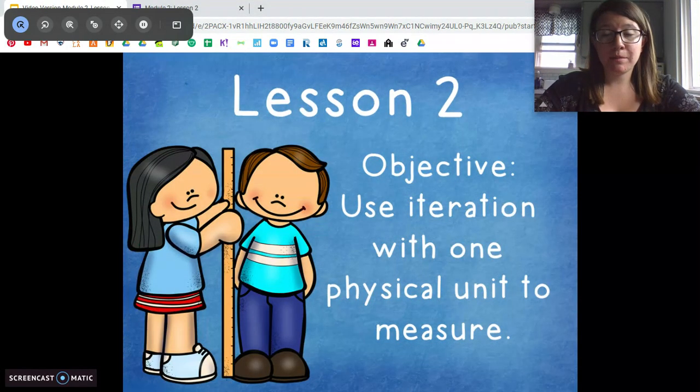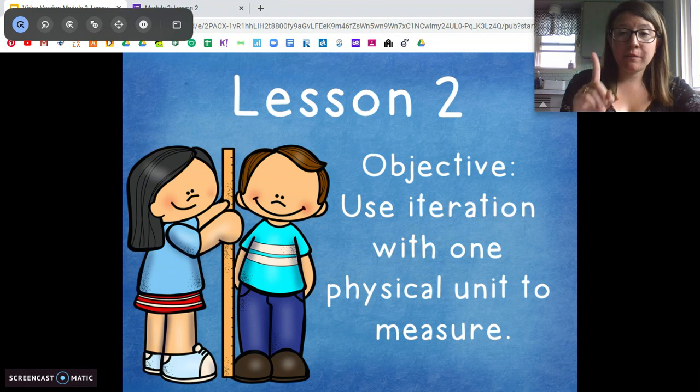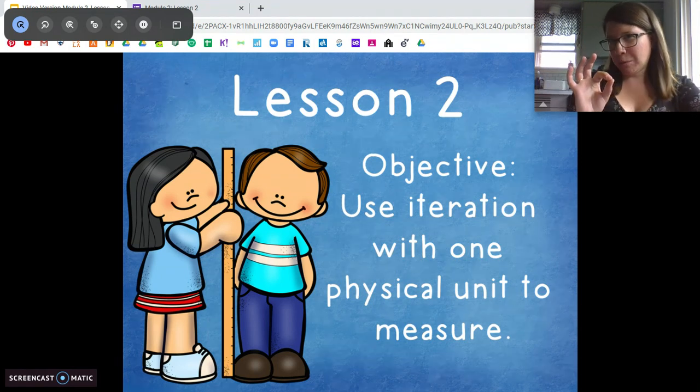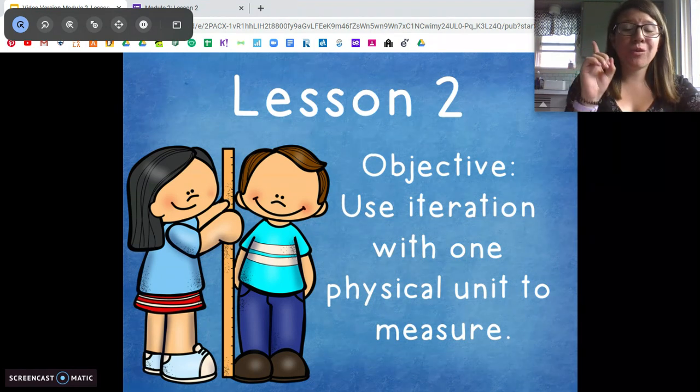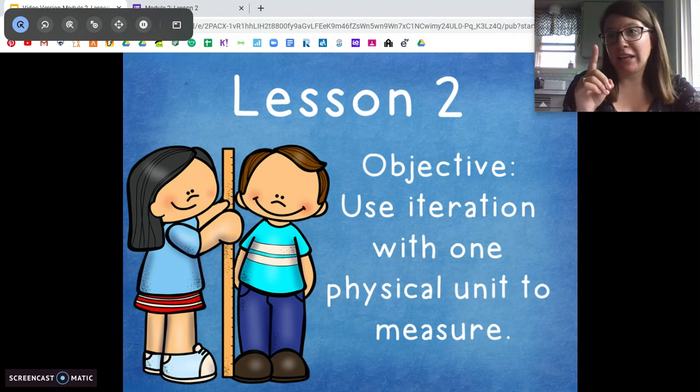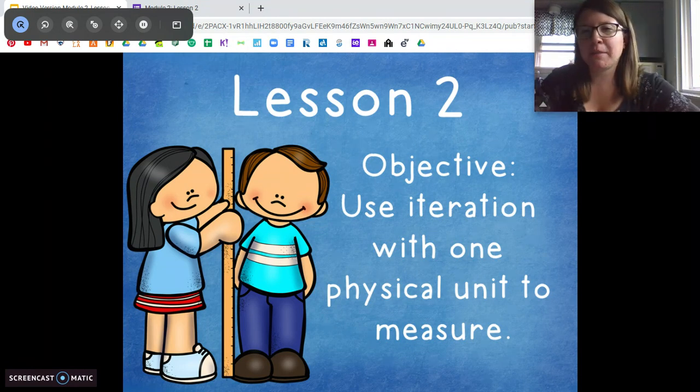Today, we're going to, again, be only using one unit of measurement, and I'm going to show you a little bit of a trick with that when you only have one item to measure with. I'll show you what that means in a second.